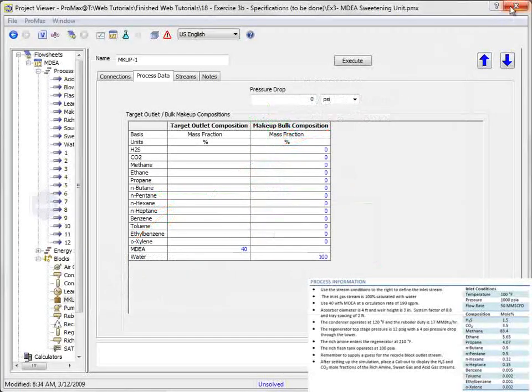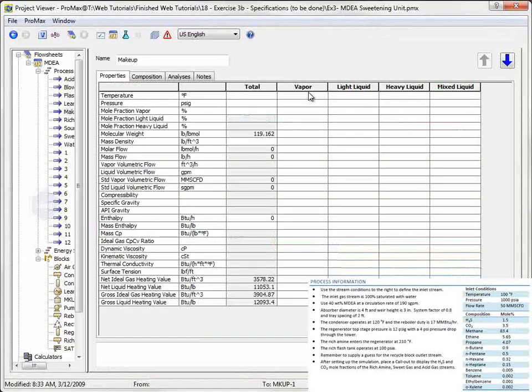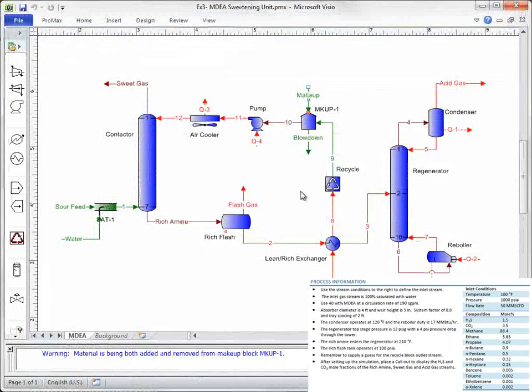Since Promax will be mixing the required stream with the inlet stream to the block, we must give it a temperature and pressure. I typically use something slightly above the inlet stream pressure and a reasonable ambient temperature. We'll look at the results of our specifications in the next tutorial. For now, let's move on downstream.